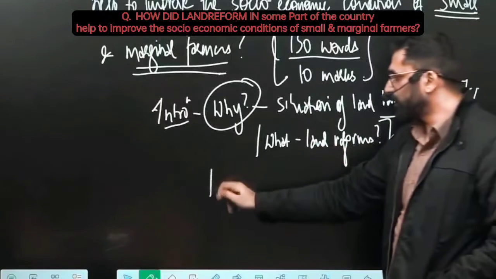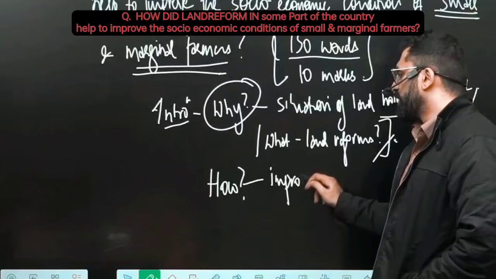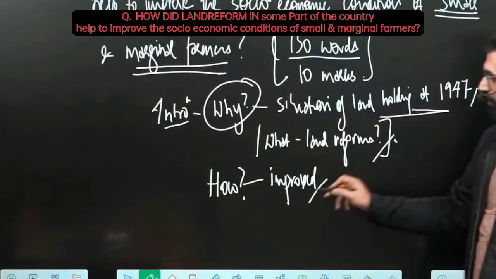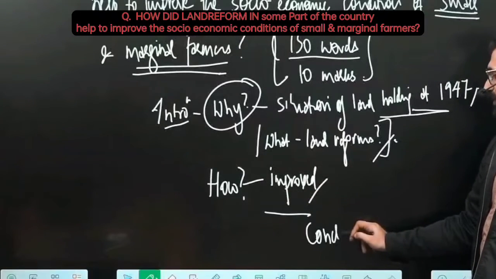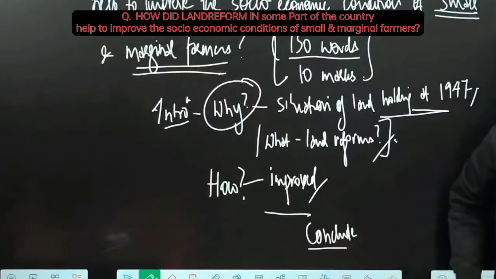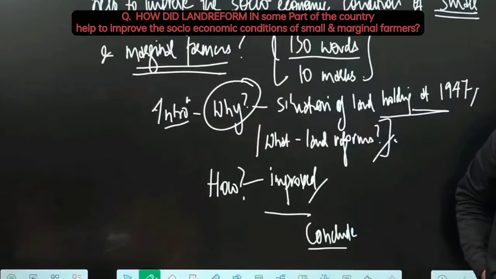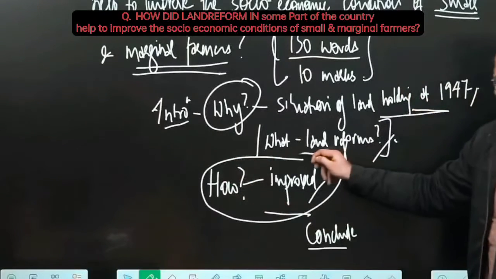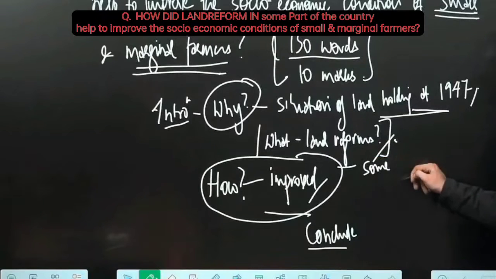Then in the next part you can write how it improved the situation. And then how will you conclude? Just telling you the brief approach. How will you conclude this answer? No, where it was successful and how it improved in some parts, you will address that in the body.